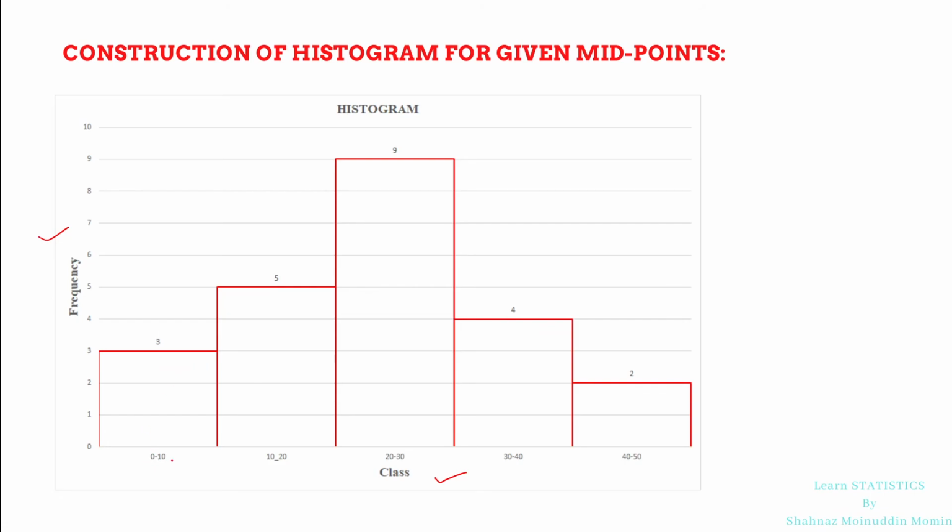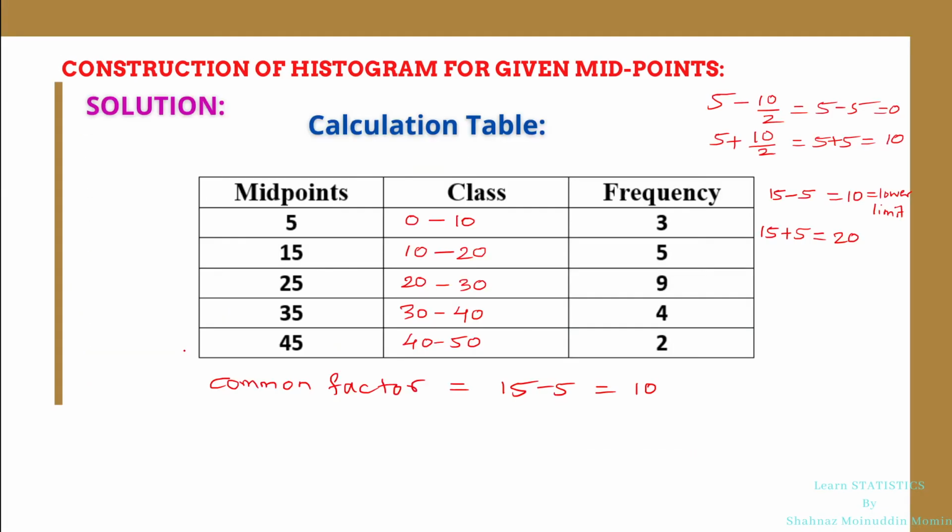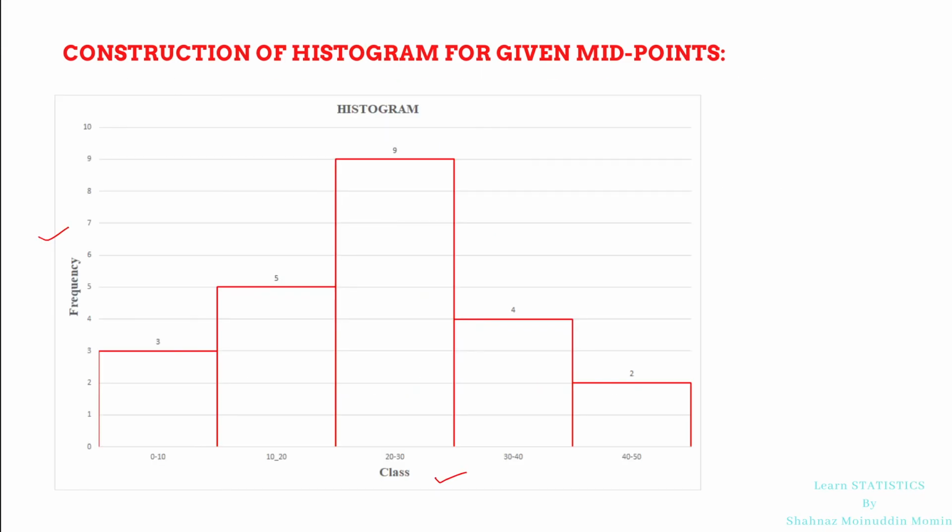Here the first class 0 to 10 has frequency 3. Look at it in the table. We draw a rectangle with height 3. Similarly, the class 10 to 20 has frequency 5. Draw a rectangle with height equal to 5. Similarly, for the next class, its frequency is 9, then 4, and the last class 40 to 50 has frequency 2. So we draw a rectangle with height equal to 2. This is our histogram when the midpoints are given.